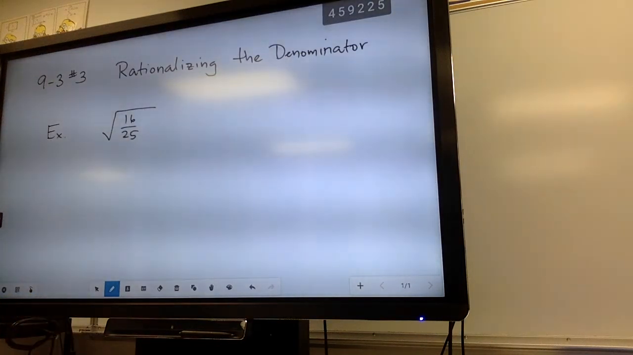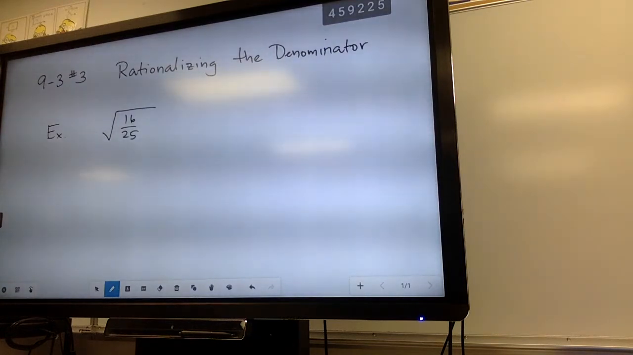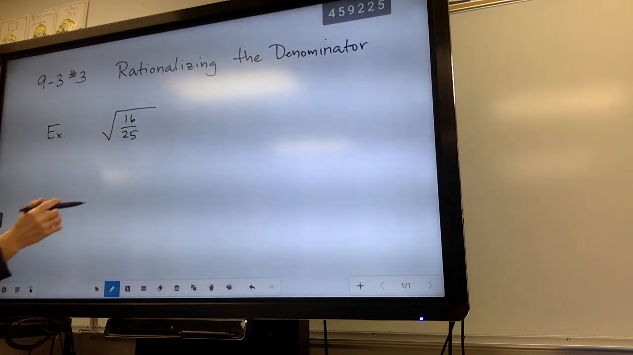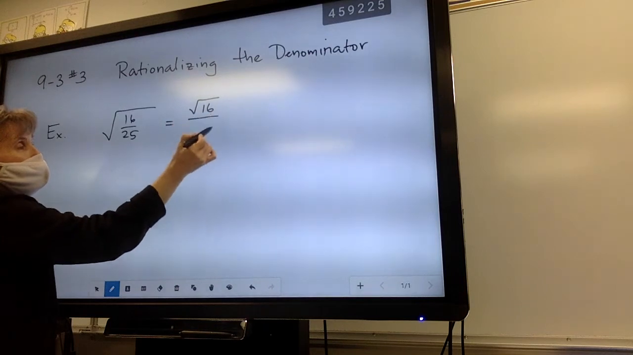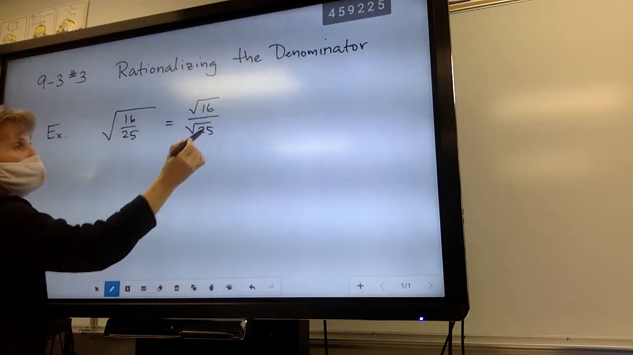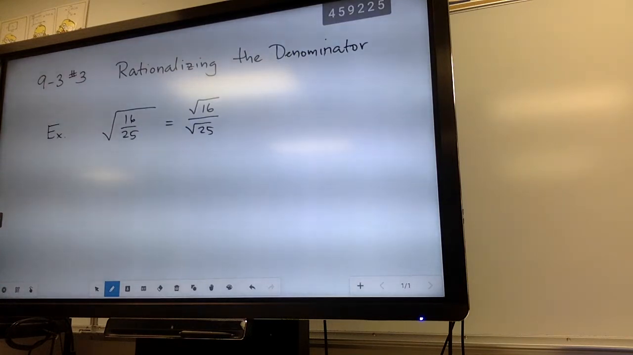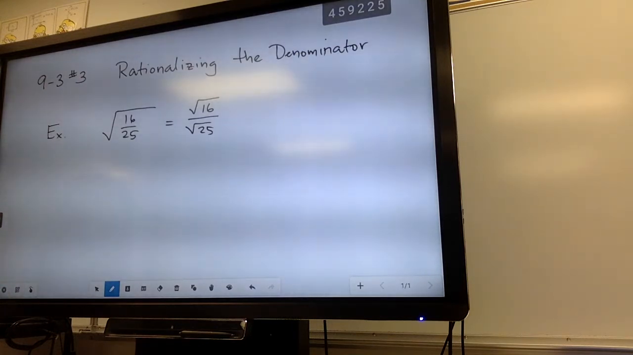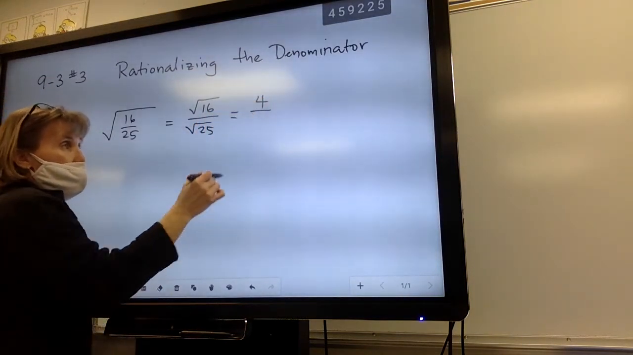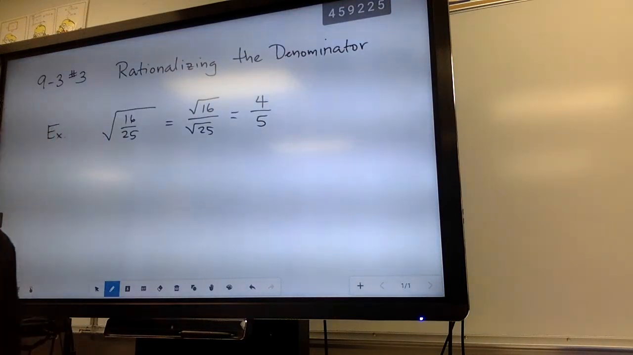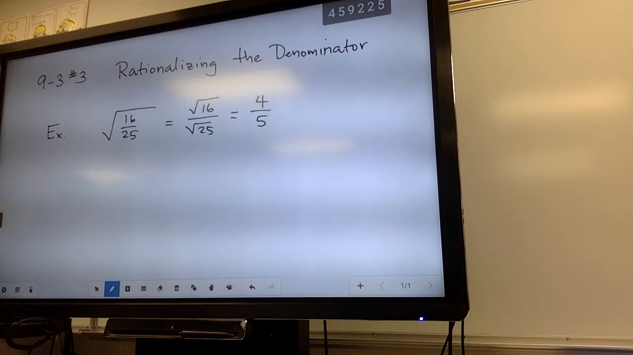If there's a fraction underneath the radical, then we break up the fraction and say that's just the square root of the numerator over the square root of the denominator. So I would take the square root of 16 and divide it by the square root of 25. What's the square root of 16? 4. And the square root of 25? 5. And there's no radical left. It took care of itself. The answer is 4/5. And sometimes that will be the case.